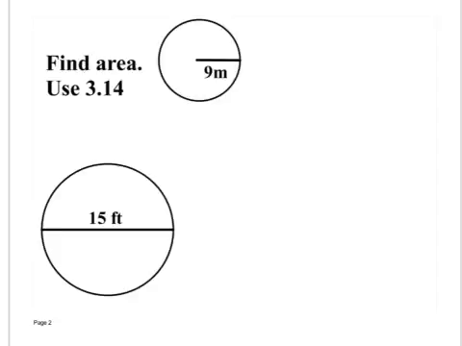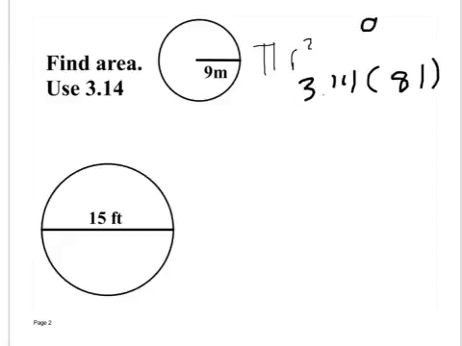So let's find the area of these two circles. We have one with a radius of 9 meters in this case. So my formula is pi r squared. So I take 3.14 for pi. I times it with the radius squared. What is 9 times 9? 81. Right? 9 times 9. 3.14 times 81 gives me 254.3 meters squared because it's area.